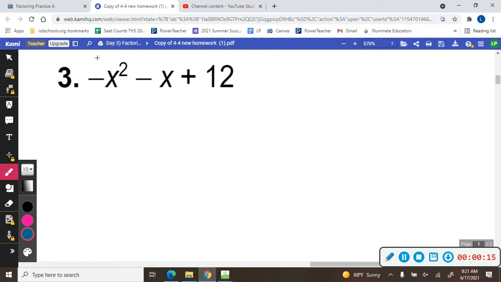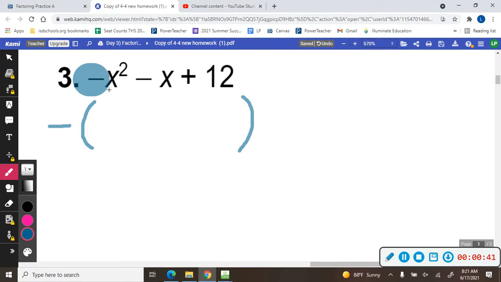So we need to get rid of that negative. And to get rid of the negative, you're not really going to get rid of it, but you are going to factor it out. So you're going to factor out a negative. And when you factor out a negative, which is the same thing as dividing by -1, it changes all the signs.